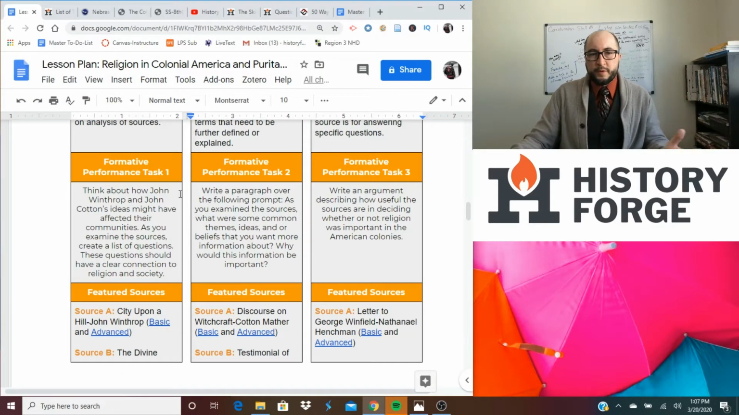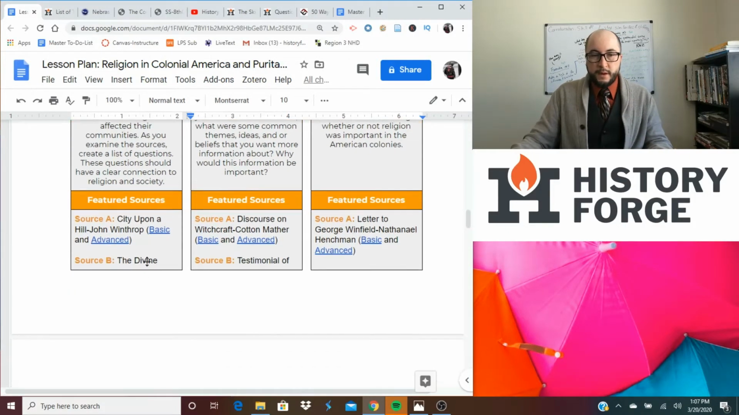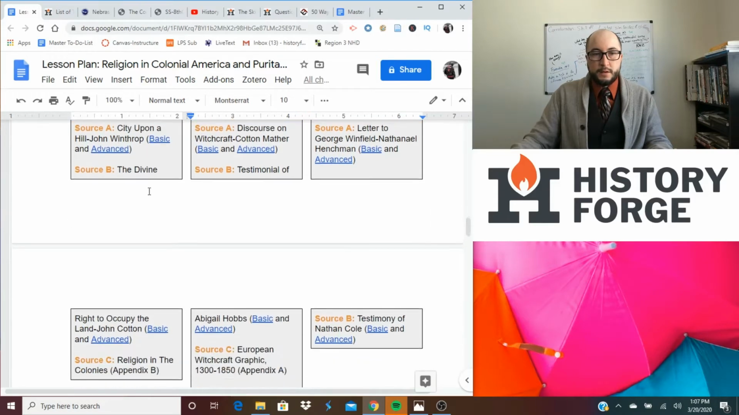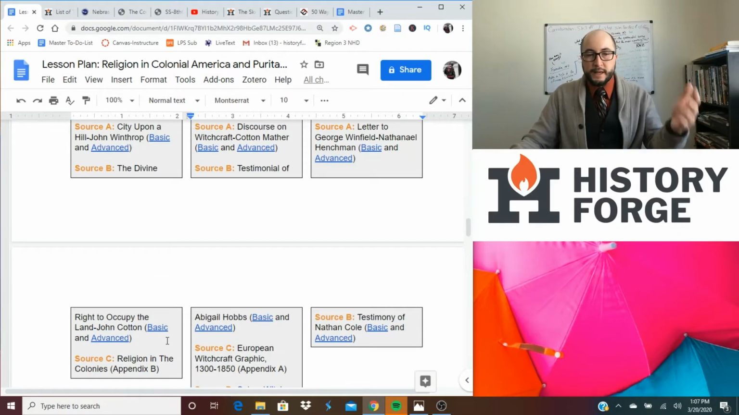It says formative performance task. Think about how John Winthrop and John Cotton's ideas might have affected their communities. As you examine the sources, create a list of questions. These questions should have a clear connection to religion and society. So they have to read the sources, and these are down here. It says John Winthrop, City Upon a Hill, and then divine right to occupy the land, John Cotton.